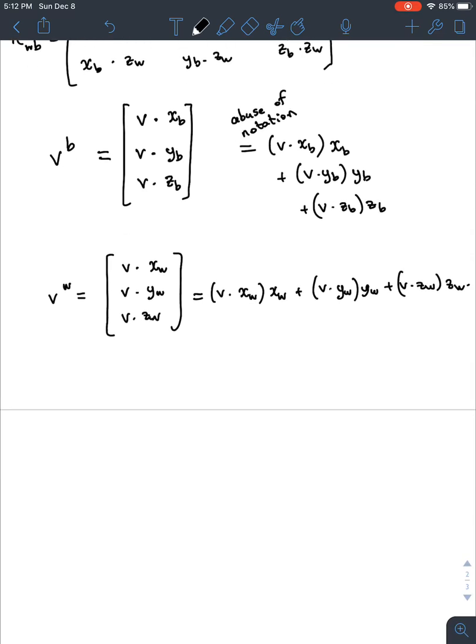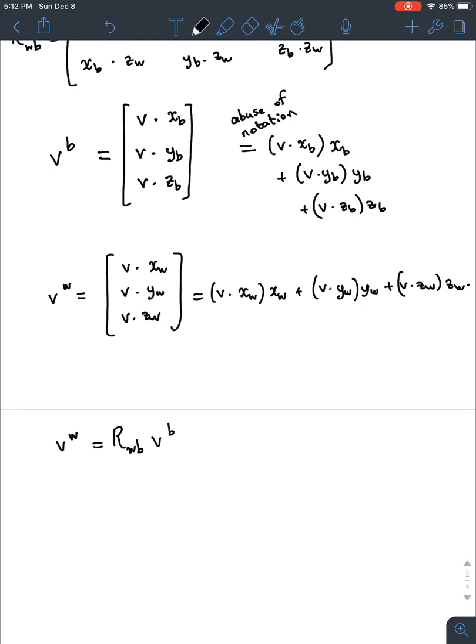What I want to see is whether I can write V^W, the expression of V in the W coordinate system, as some linear mapping applied to the vector expression of V in the B coordinate system. It turns out that this question mark must be replaced by the rotation matrix between the world coordinate system and the body. It turns out that this is true.